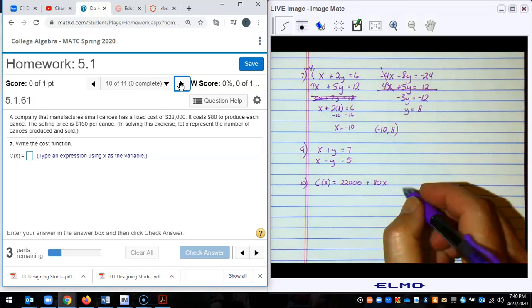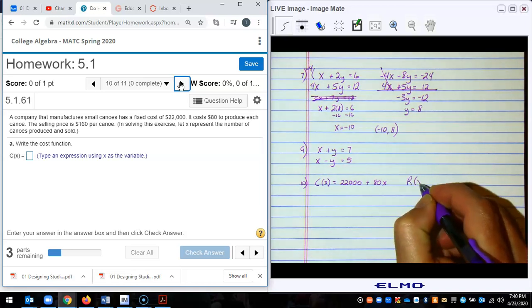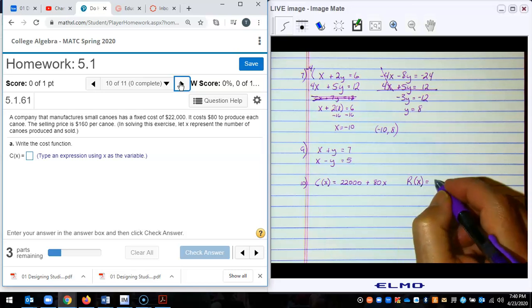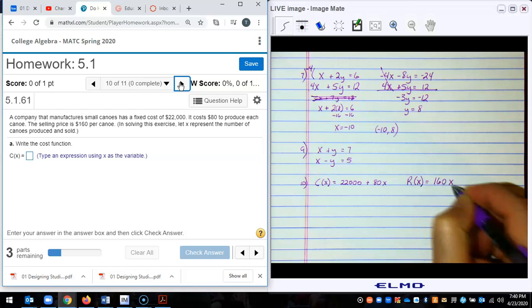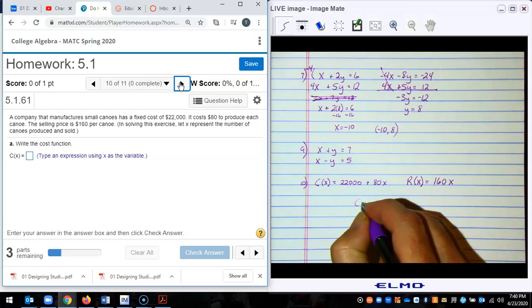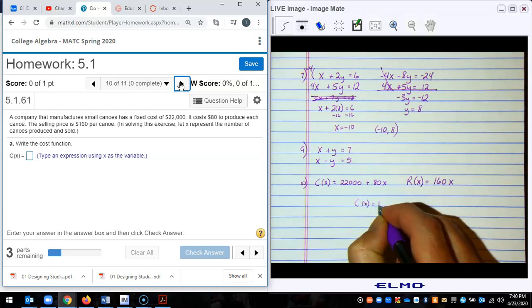Then it's going to ask me to find a revenue function. That revenue function is I am going to charge $160 for every canoe X. So that is going to be the answer to part 2. Now I want to know, what is my break-even point? Well, your break-even point is when your costs equal your revenue.